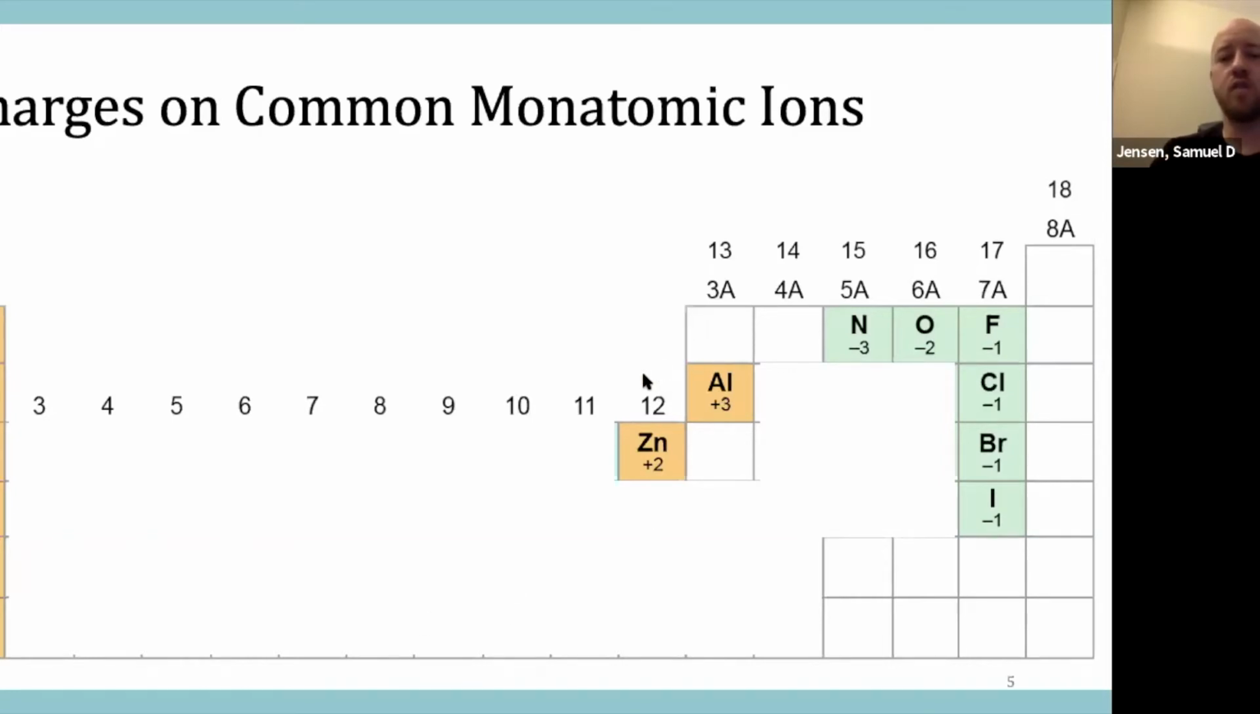And so on this one you'll see things like zinc is +2, aluminum is +3. These are common charges. They're not all, but oxygen's a steady one that you can go by for the most part.